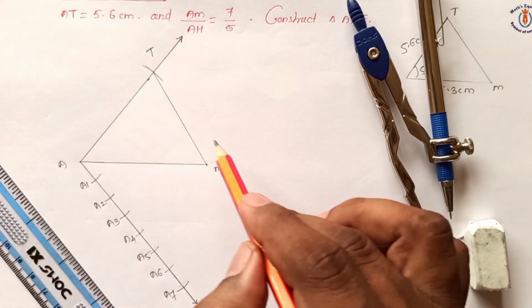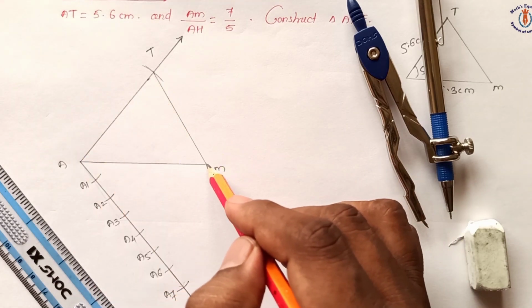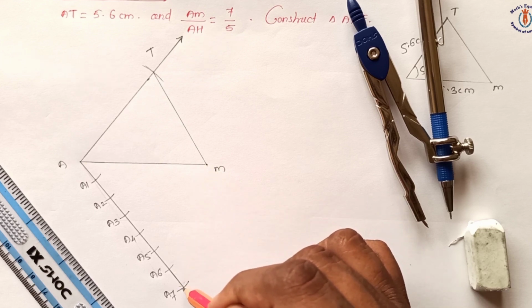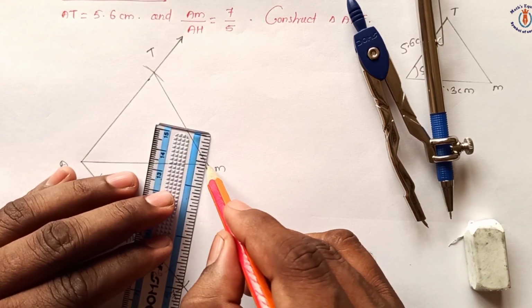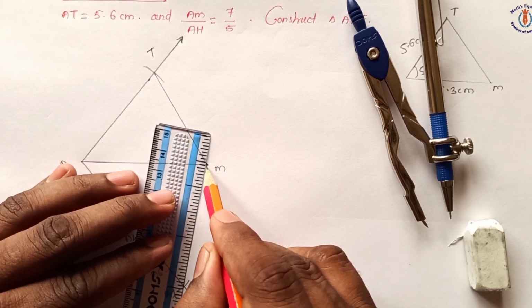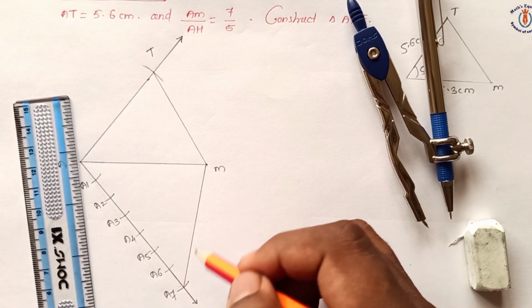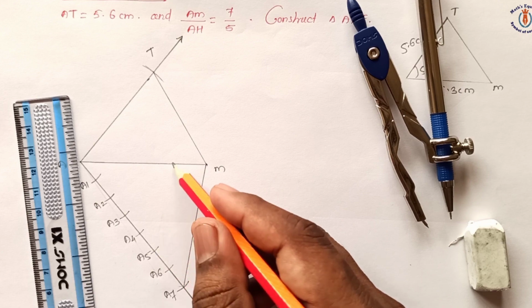Now we have to join this point to any one of these, but which point? As this triangle is a bigger triangle, we have to join this point M here to the last one, that is A7. So let's join that point M to the A7. Okay, now we have to construct that parallel line from this point M to this line.